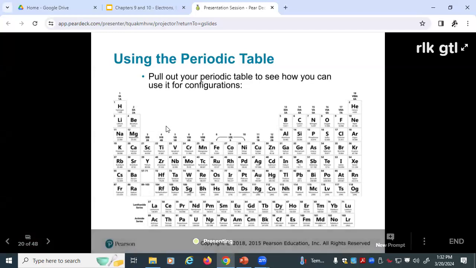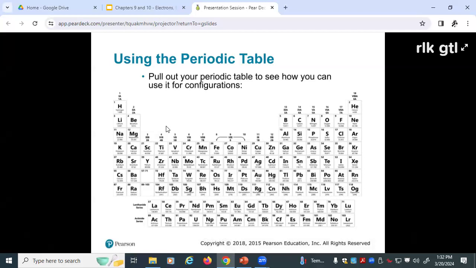So what I want you to do now, if you brought a periodic table with you, now would be a really good time to break that out. If you didn't, that's okay. Try to take notes as best you can, because what I'm going to show you here is how we can use the periodic table to help us write out these electron configurations and make sure that we always have the right order in terms of how they fill up.